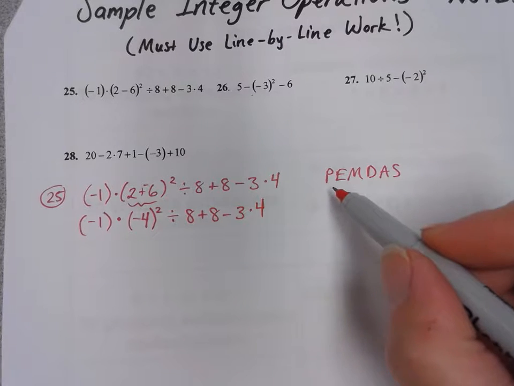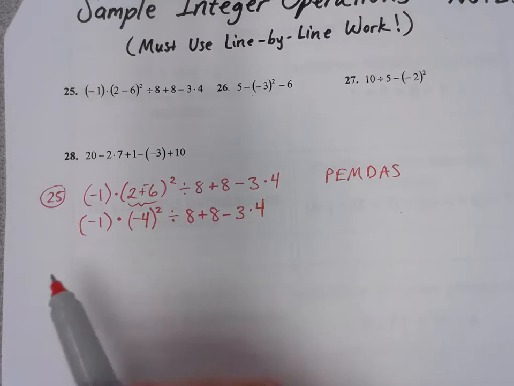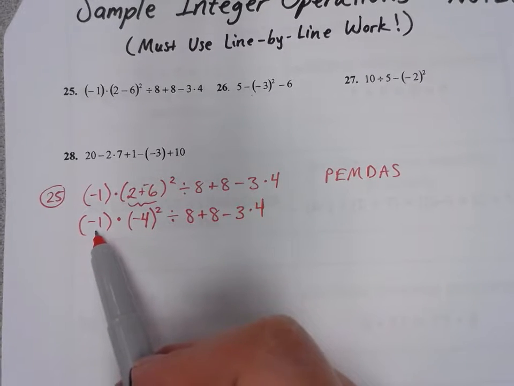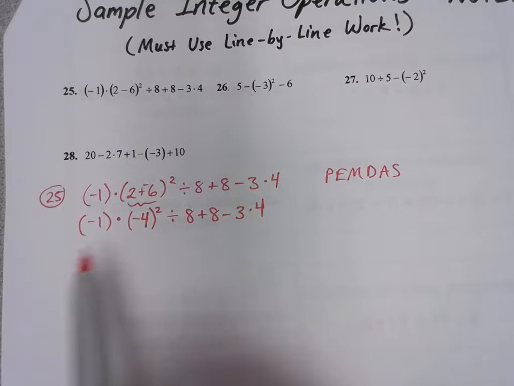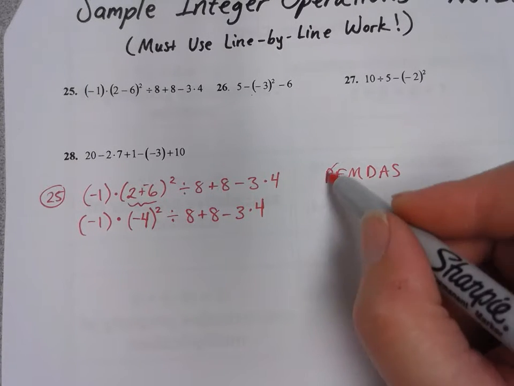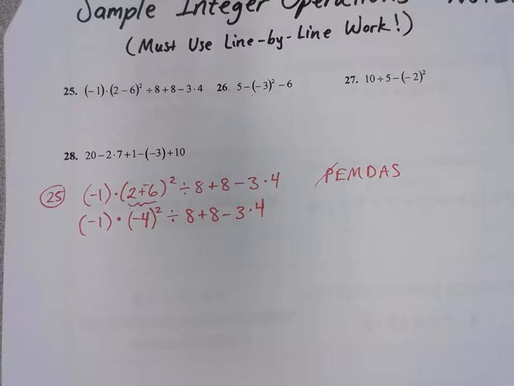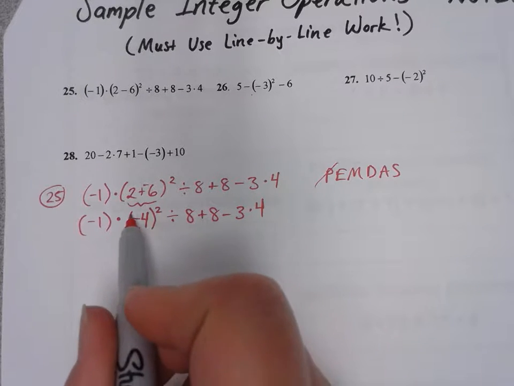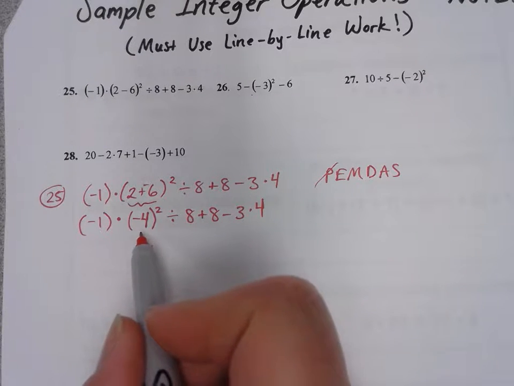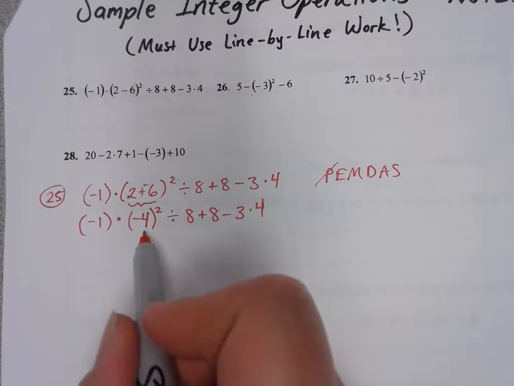Well, are there any other parentheses that I can deal with? The answer would be no, because inside I only see one integer. Inside there's only one integer, no operation to do. So parentheses is set. How about exponents? Yep, we have this exponent here, and you really need to keep those parentheses on because this right here would mean -4 times itself, or -4 to the second power.